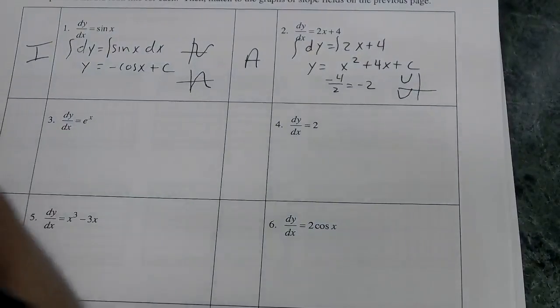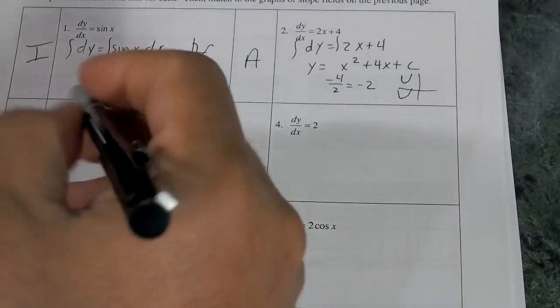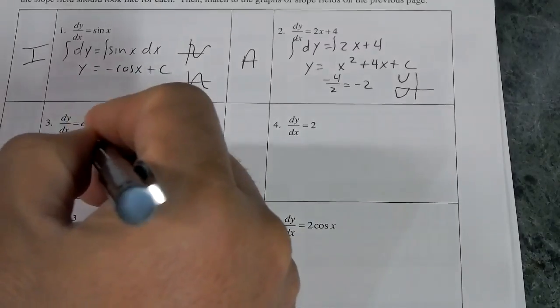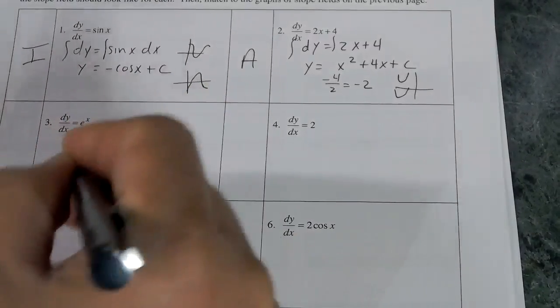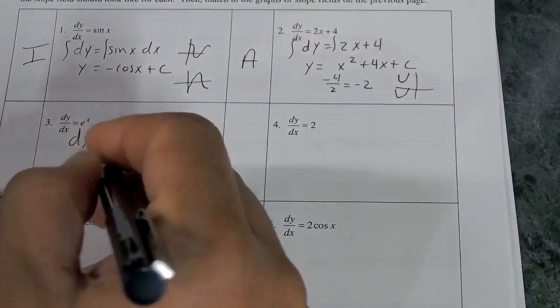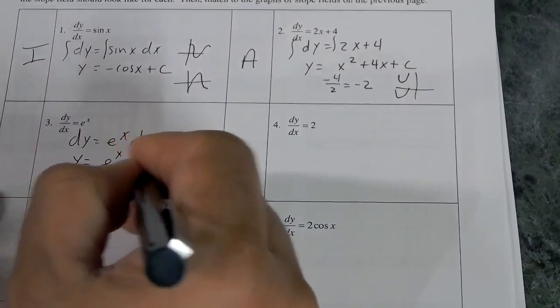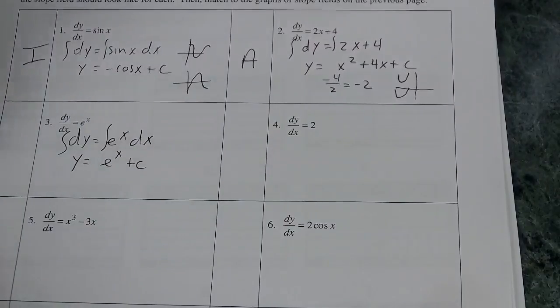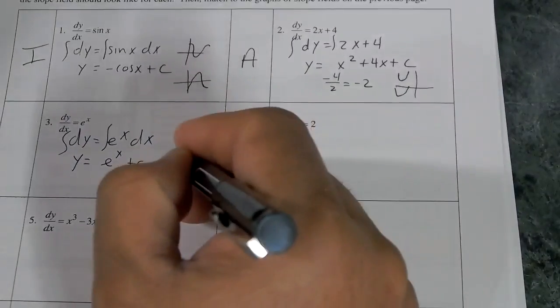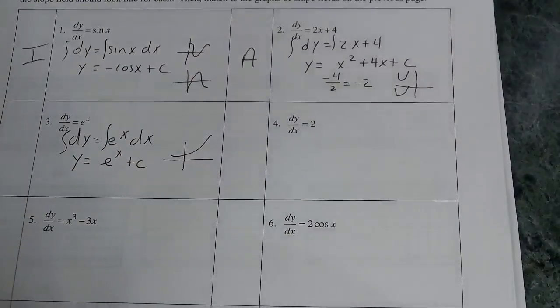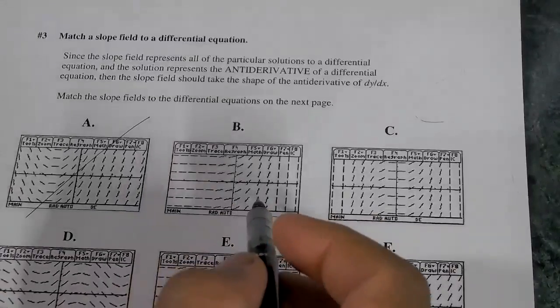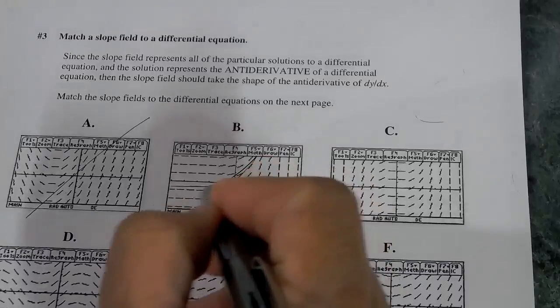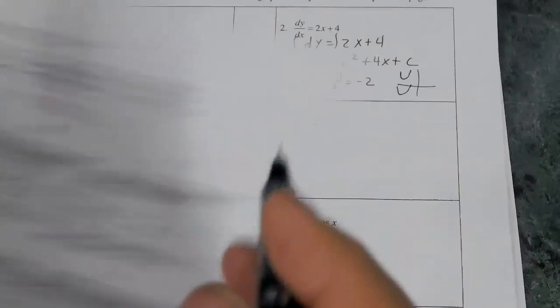And number 3, dy dx is e to the x. So dy is e to the x dx. So y is equal to e to the x plus c when you integrate both. Well, we should know e to the x, that looks like that. Oh, we've seen that. That looks like b. See it? So that does it.